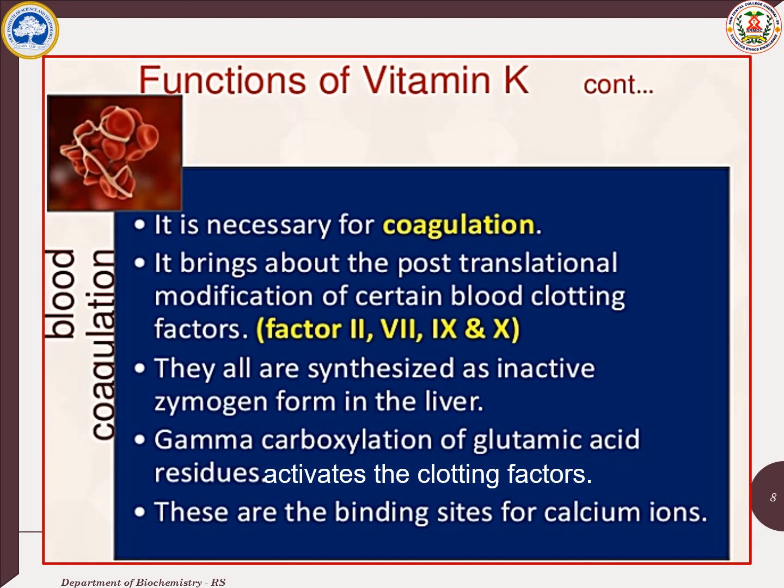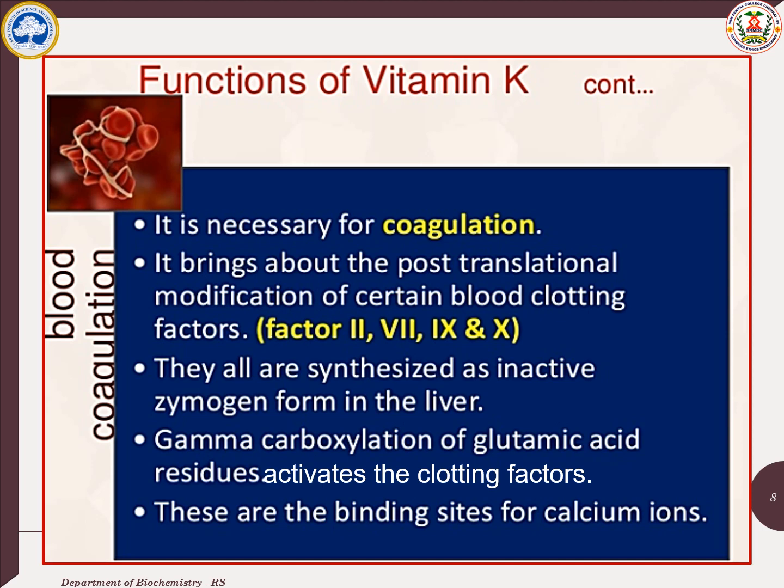Mainly, vitamin K is involved in blood coagulation because vitamin K post-translationally modifies some of the clotting factors such as clotting factors 2, 7, 9 and 10. These clotting factors are first synthesized in the inactive form in the liver. The inactive form of the clotting factors will be converted to the active form by the enzyme called gamma glutamyl carboxylase. For the activity of the gamma glutamyl carboxylase, vitamin K is required.